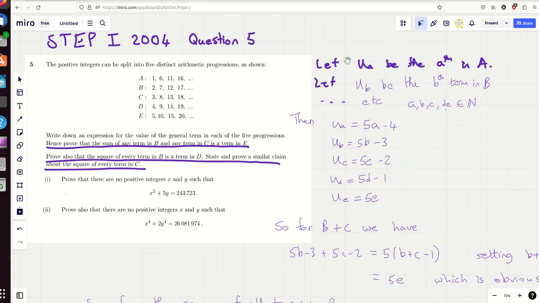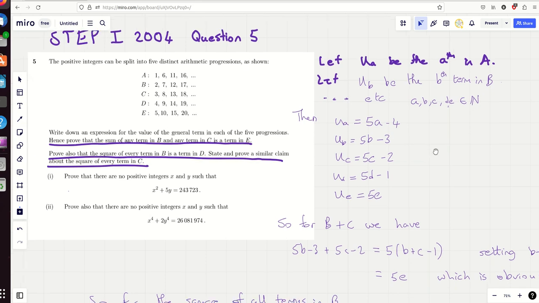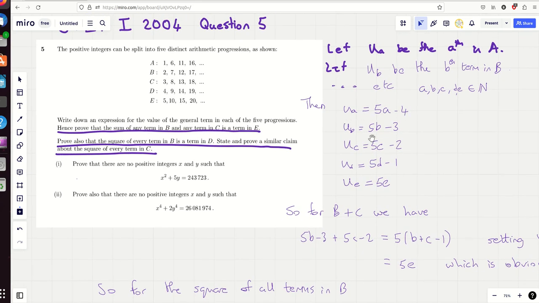Okay, so I'm going to start by defining things. Let UA be the ath term in A, let UB be the bth term in B, and then I hope the examiners will be happy with me just going etc., where a, b, c, d and e are members of the natural numbers. Then we've got UA is 5a minus 4, UB is 5b minus 3, 5c minus 2, 5d minus 1 and 5e. I'm sure I don't need to explain why that is to you.